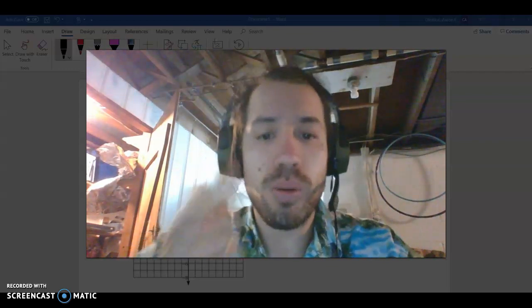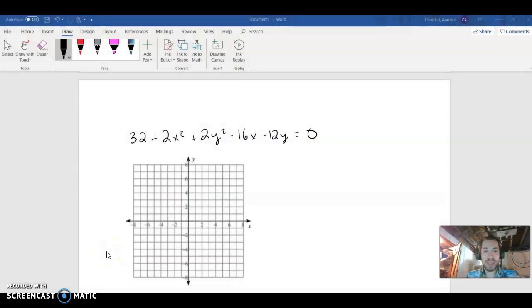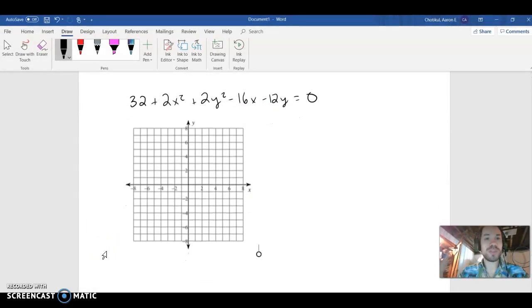We're going to be looking at one more example of putting circles into standard form. So let's jump right into it. Here's our example. It is handwritten, very homemade. Let's check it out.